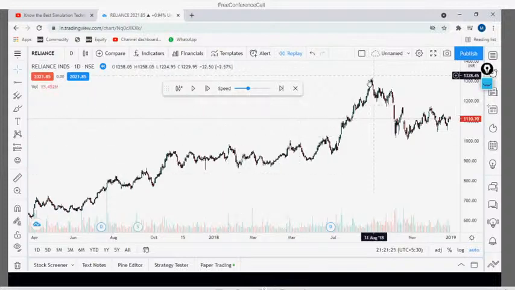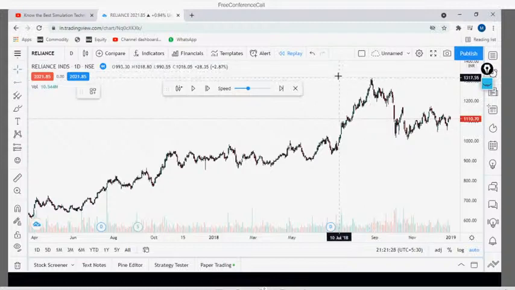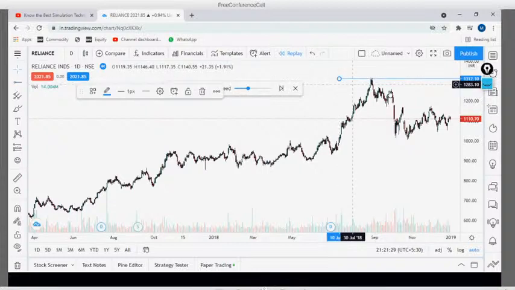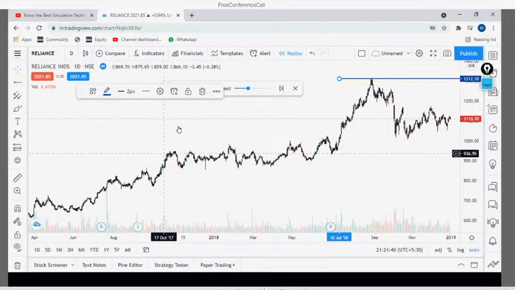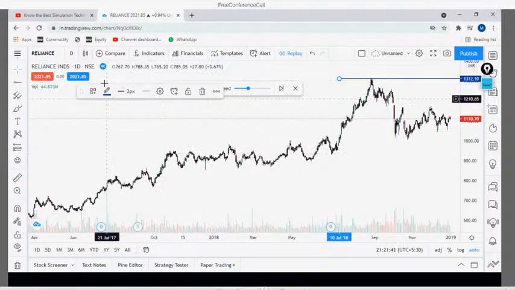Now this is one high, so this will act as one of the resistance. And this is one more resistance. Let me mark with a little dark color so that it will be easy, or black. We'll make it like this. This is one resistance, this is one. I'll combine and mark one more here. This is one of the support areas, I'll mark like this.